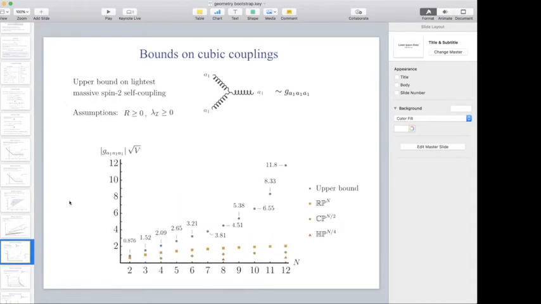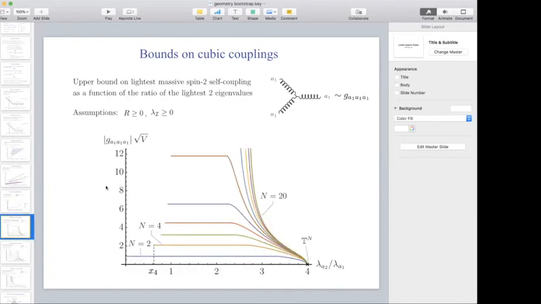Okay, so those were all bounds on eigenvalues. We can also get bounds on these triple overlap integrals, on the cubic couplings. Here are some upper bounds on the lightest massive spin 2 self-coupling. So the cubic coupling where all of the external particles are just the lightest massive spin 2 in the Kaluza-Klein spectrum, again under certain positivity assumptions. Here we're plotting the various dimensions, and the blue dot here is the numerical bound that we find. These dots below are all specific examples of manifolds that we can compute exactly, and they all fall below the bounds, as they must.